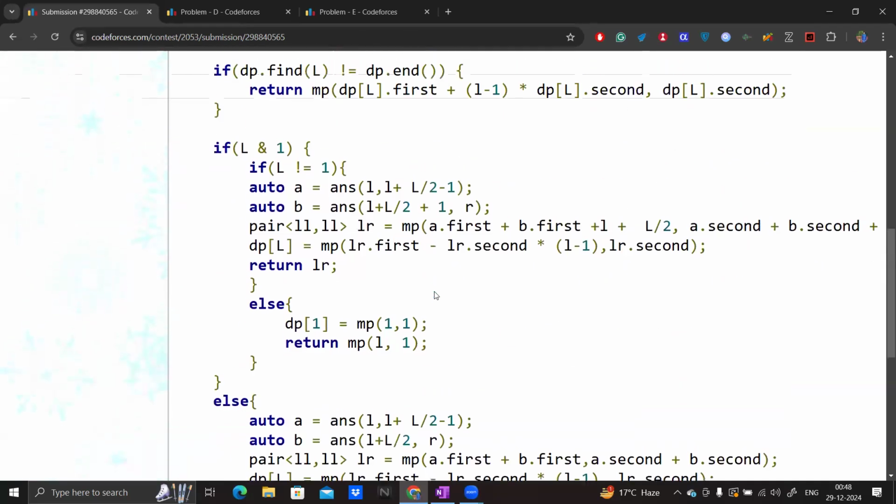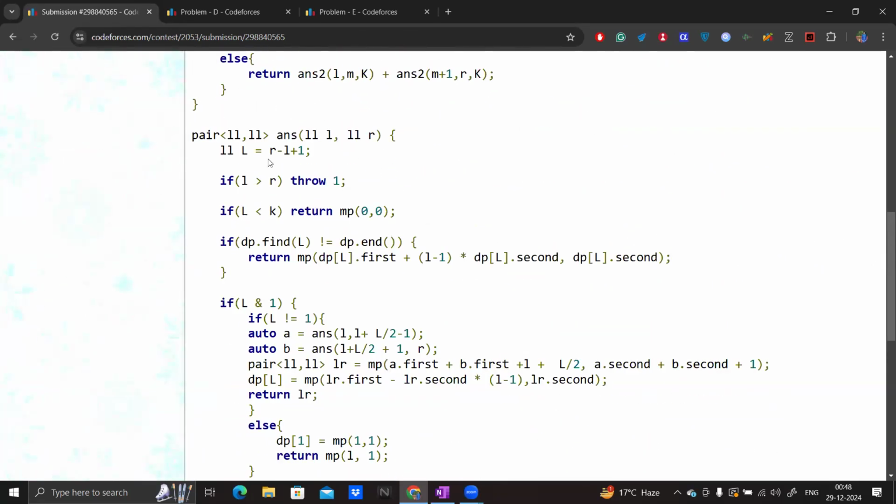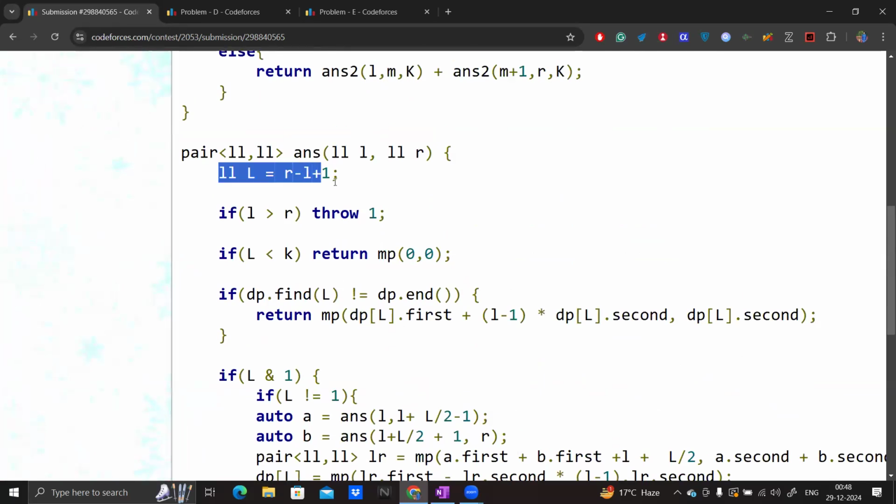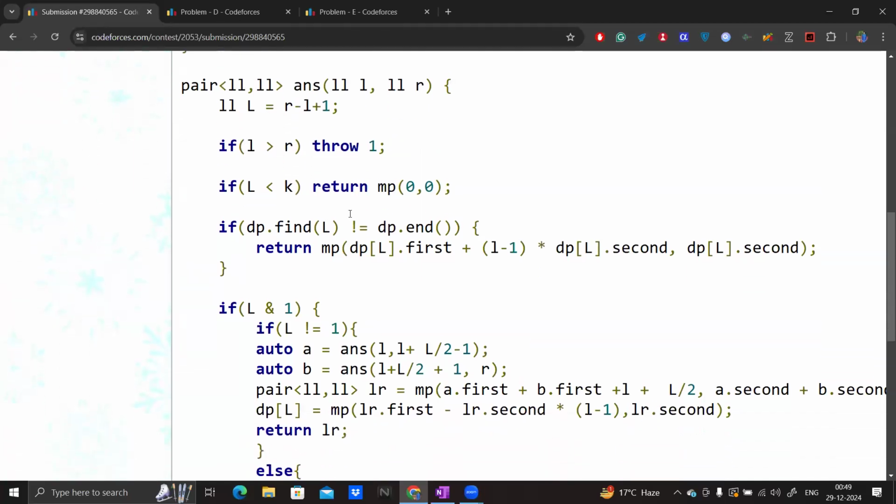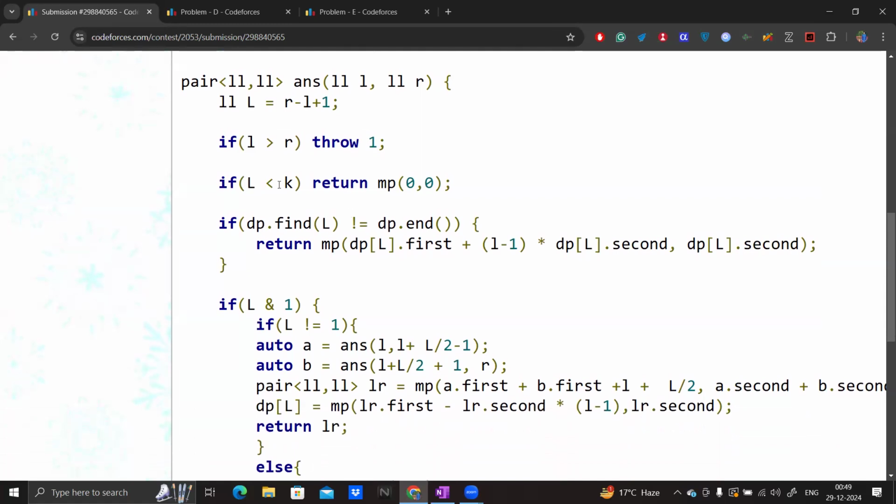And this answer function, first I'll calculate the length. Then this is for safe measure. This was actually from when I was debugging my code. It had some bug, so this is not required actually. Now if L is less than k, then return 0, 0. If at any point the length of the interval is less than k, then she won't observe anything. So the answer would be 0 and the number of elements would be 0. Both are 0, right?